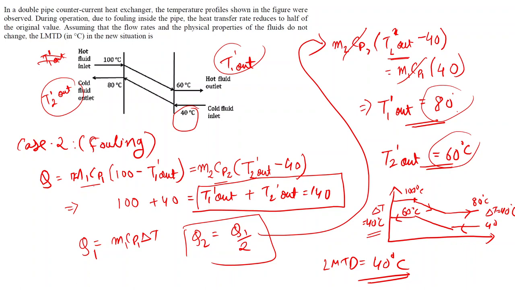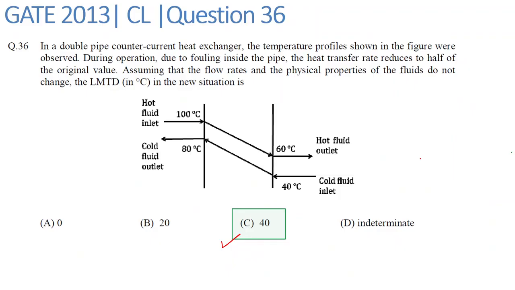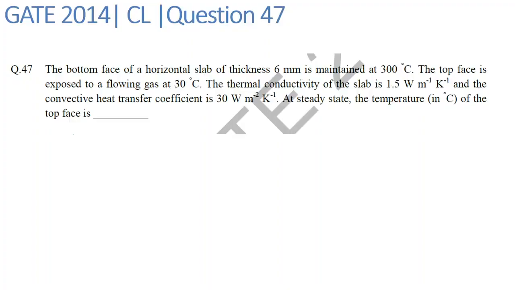So we can move on to the next question then. Basically, you need to calculate this Q1 from the earlier case and replace it over here, and then put this formula to find this T1 dash out or T2 dash out. Let's look at the other question.